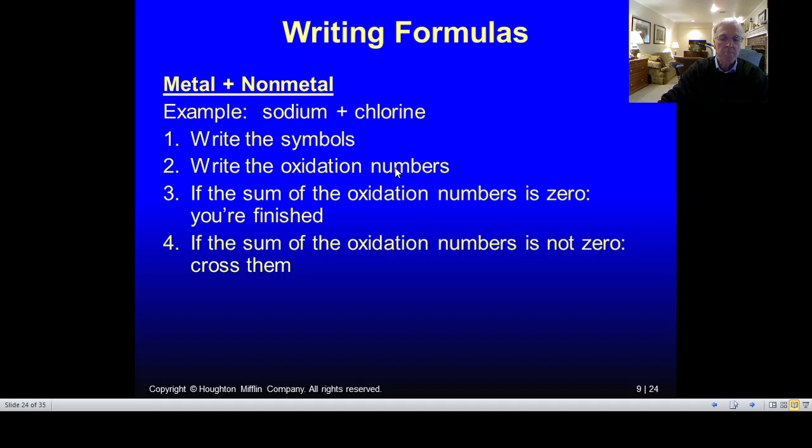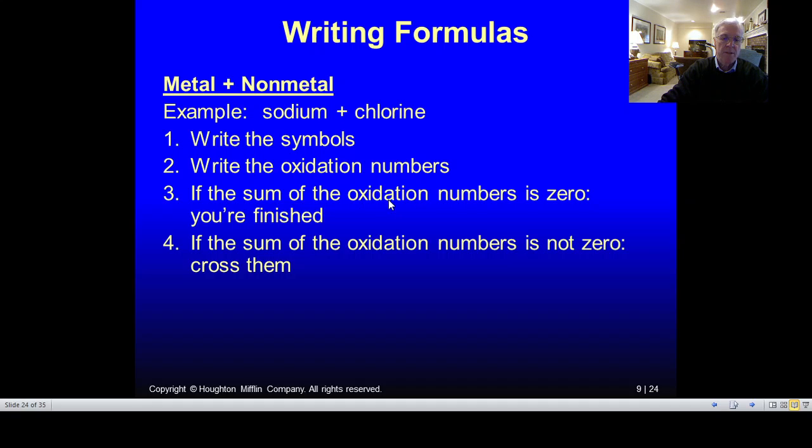Now, sometimes the nonmetals will have more than one possibility. And for Chem 1, for a nonmetal, we're always going to pick the first oxidation number listed and make it negative. So for chlorine, you'll notice on the periodic table, it has plus or minus 1, 3, 5, and 7. So we would always make the oxidation number the first one, 1, and make it negative, negative 1.